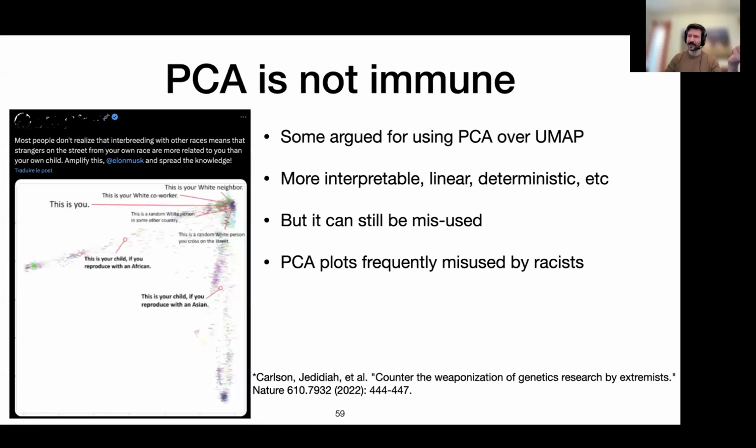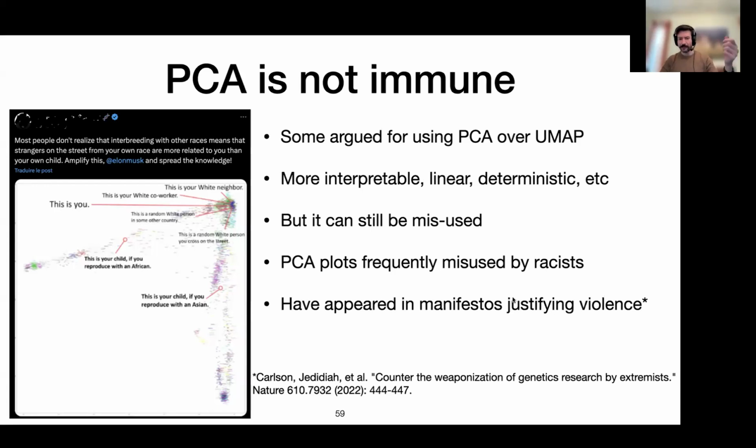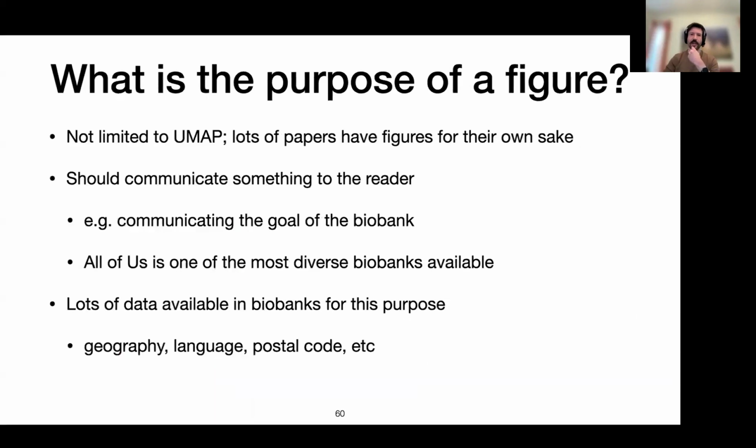And in fact, these PCA plots are very frequently misused by racists. They've actually appeared in manifestos justifying violence, racial violence. So this was work by Jedediah Carlson on countering the weaponization of genetics research by extremists. And my current supervisor, Sohini Ramachandran, is a co-author on that. We've worked a lot to think about what is going on here in terms of genetics research being used by extremists. But I think about, okay, what is the purpose of a figure in the first place?